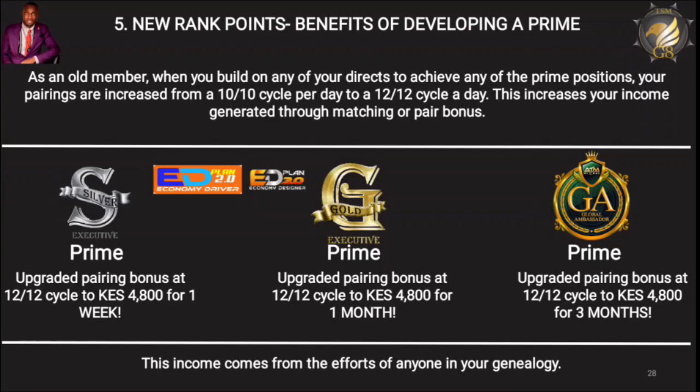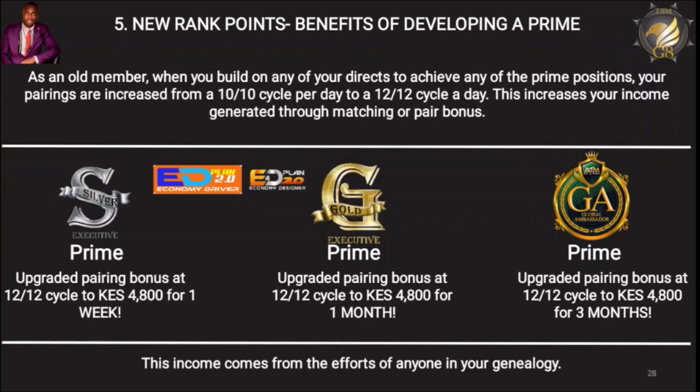But if you produce a prime, now your pairing goes to 12 cycles a day. That is 4,800 times 24. From 4,200 times 24, it goes to 4,800 times 24. So that is where some people are making 96,000 every single day, and others are making 100,800 Kenyan shillings each and every single day. So this is where that maximum income comes in.